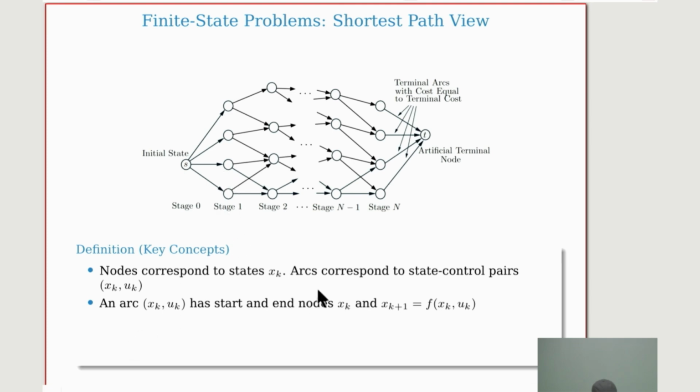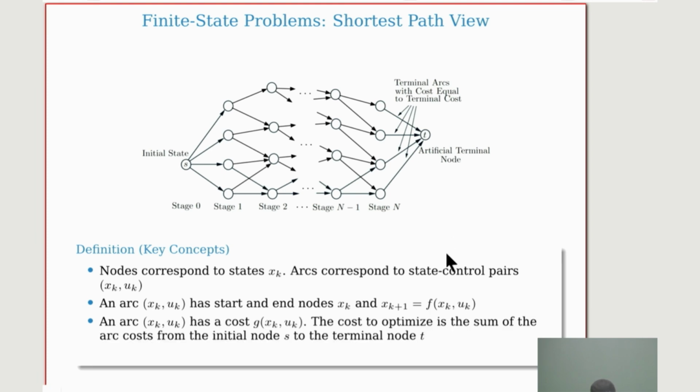We have the nodes xk, which are the states, and the controls uk are the arcs. And the cost to optimize is the sum of the costs from initial to final. And from the shortest path point of view, we are just looking at the minimum cost. So the problem is to find a minimum cost shortest path from the start node S to the terminal node T.